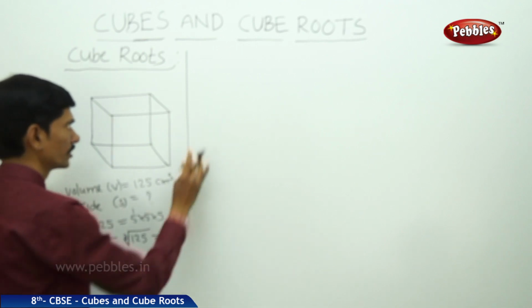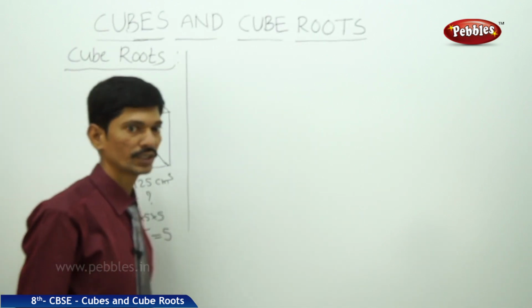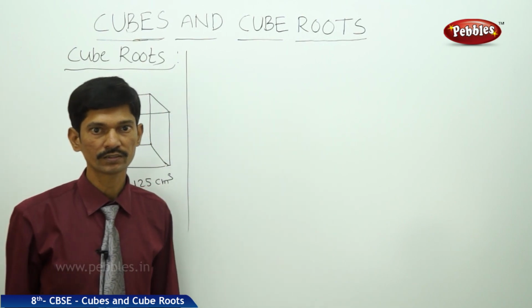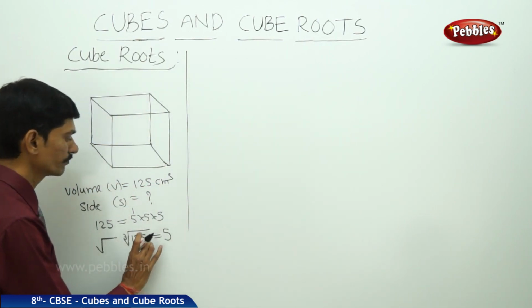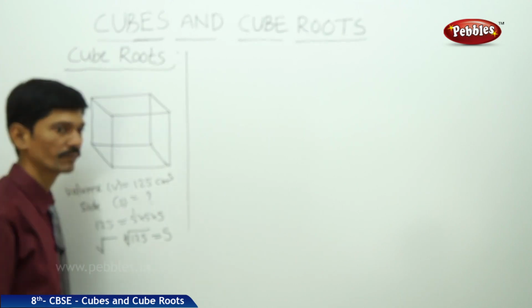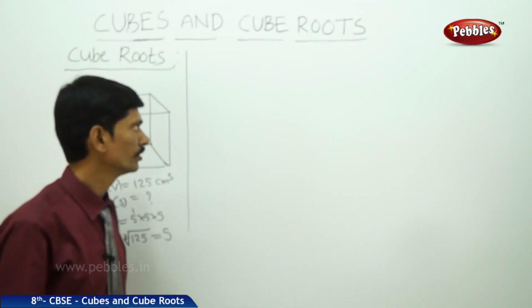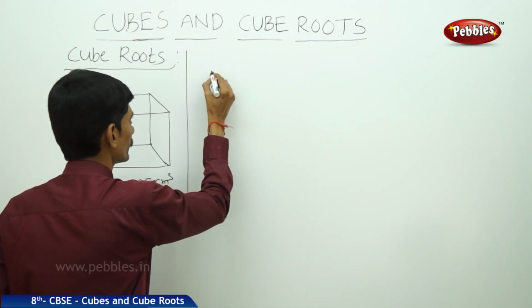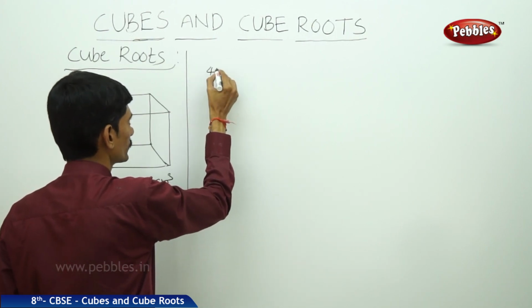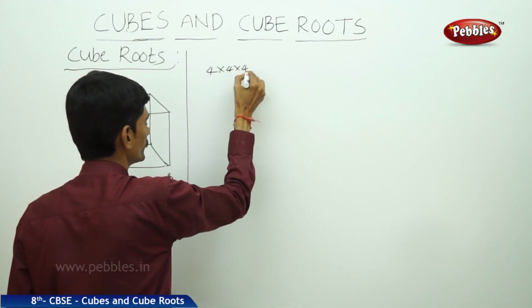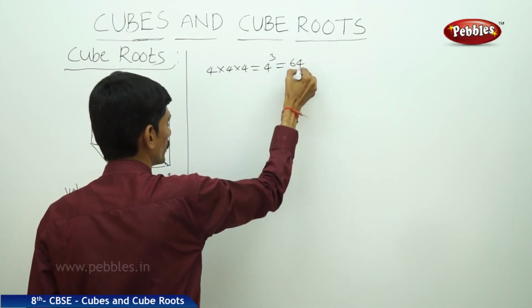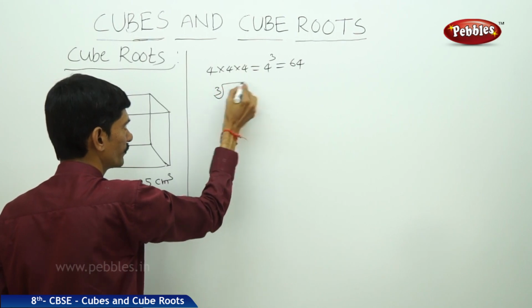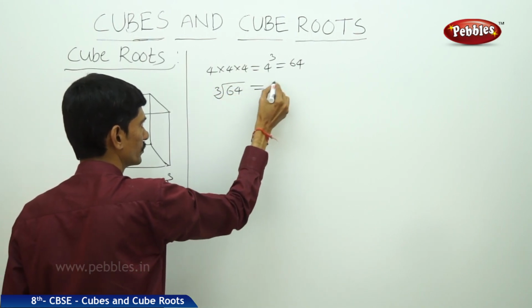So as you know, square root is the inverse operation of finding square. Similarly, finding cube root is the inverse operation of finding cube. So when you multiply 4 three times, 4 into 4 into 4, this equals 4 cube, which equals 64. Then the cube root of 64 is 4.